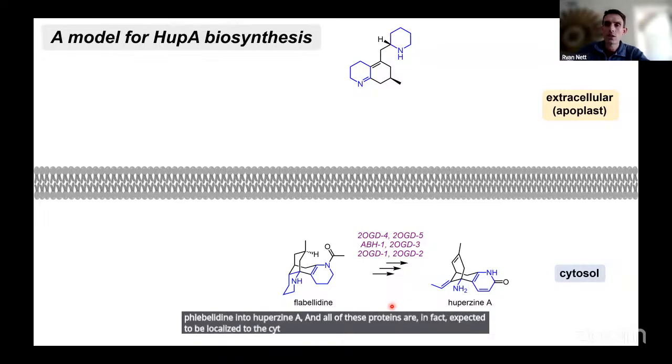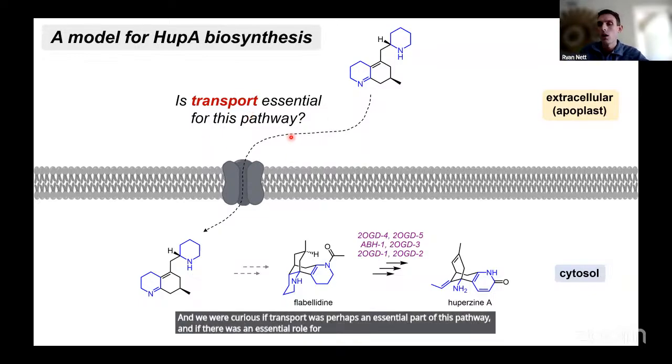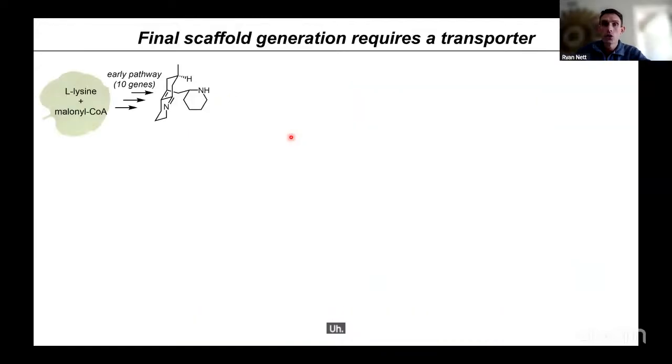So we sort of have this problem potentially of this very highly polar tricyclic intermediate being stuck in the apoplast. And we were curious if transport was perhaps an essential part of this pathway, if there was an essential role for transport within huperzine A biosynthesis. And to cut a long story short, that's exactly what we ended up finding. And so what I'm showing you here is this same tricyclic scaffold shown in a slightly different orientation.